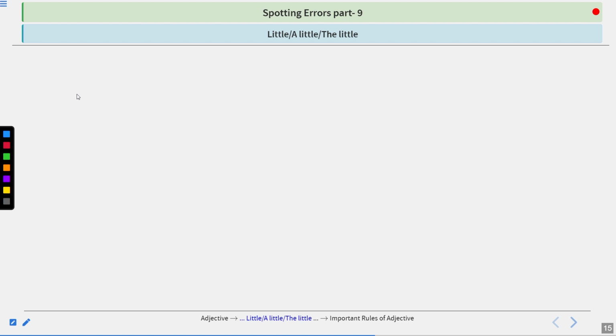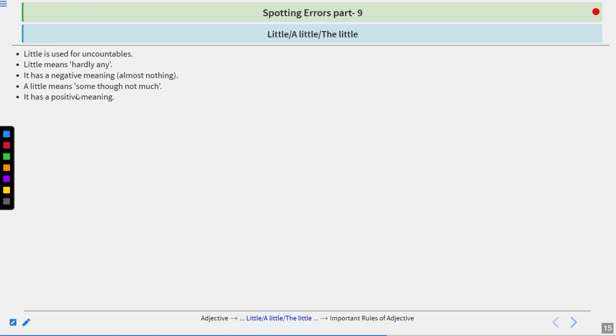Little, a little, and the little. Little is used for uncountable nouns. Little means what? It means hardly any. It means almost nothing, you can say. It has a negative meaning. A little means some, though not much. It has a positive meaning. The little means what? Not much, but all there is. All the available, you can say. It also has a positive meaning.